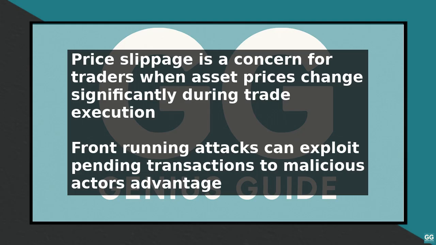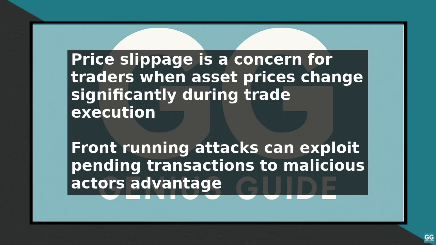This occurs when the price of an asset changes significantly during the execution of a trade, resulting in a worse price for the trader. To minimize price slippage, traders can use limit orders or split their trades into smaller amounts. In addition to these issues, Uniswap v2 is also vulnerable to front-running attacks, where malicious actors can exploit pending transactions to their advantage. To prevent this, users can use techniques such as flash loans or time-locked transactions.